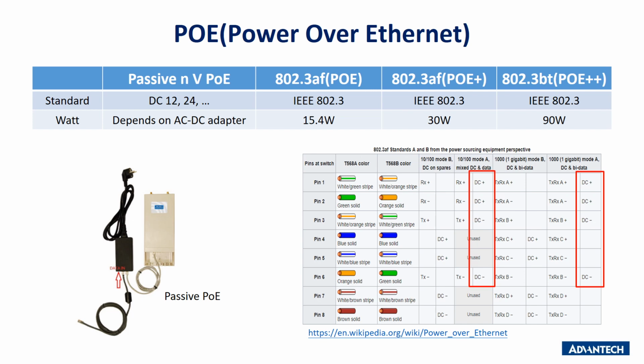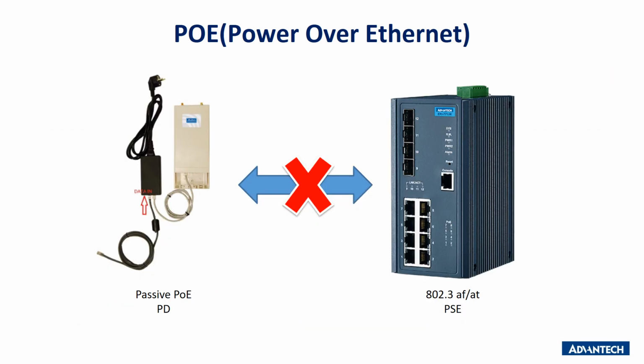RJ45 cable does not only send data but can also be an interface to provide electricity. There are three major standards: 802.3af, 802.3at, and 802.3bt. All of them are standards that define how to provide power through RJ45 cable, but the limitations of watts are different. Passive PoE is the other kind of PoE standard. However, it cannot be compatible with other PoE standards because the pin assignments are not the same.